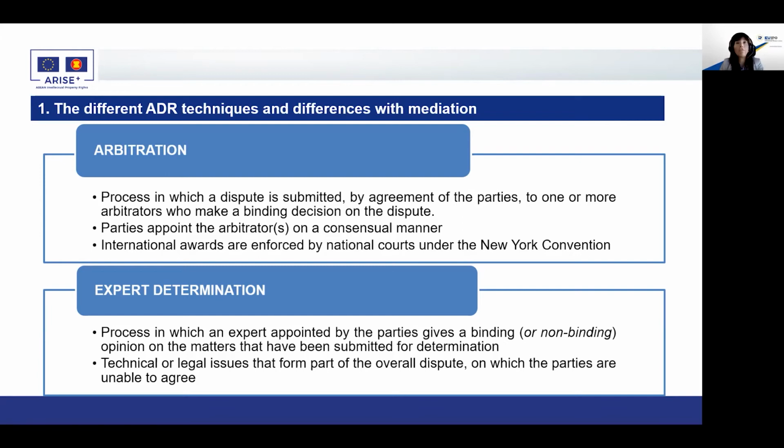We also have the alternative dispute resolution technique of expert determination. This is also a technique, together with mediation, that is offered by the Boards of Appeal of the EUIPO. It is a process in which an expert is appointed by the parties and gives a binding opinion on the matters that have been submitted for determination.